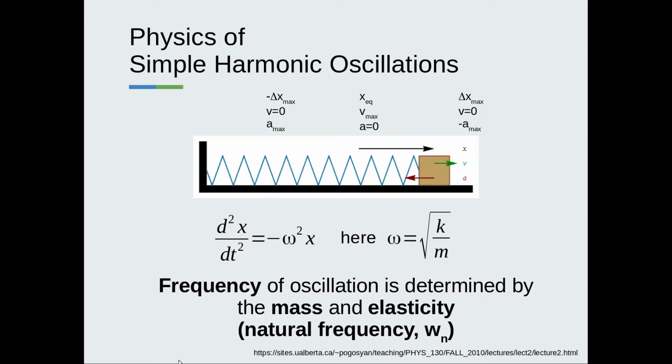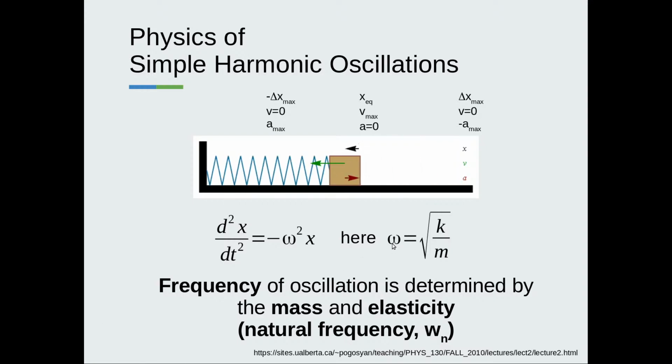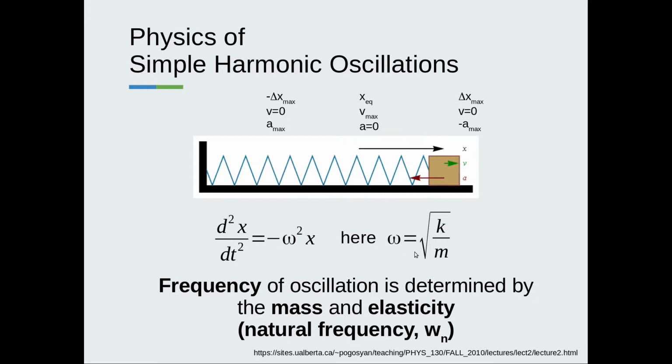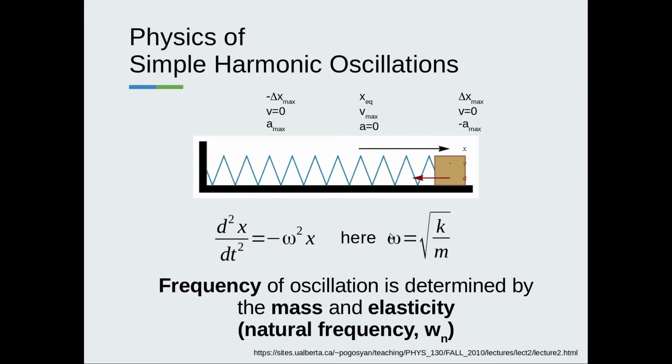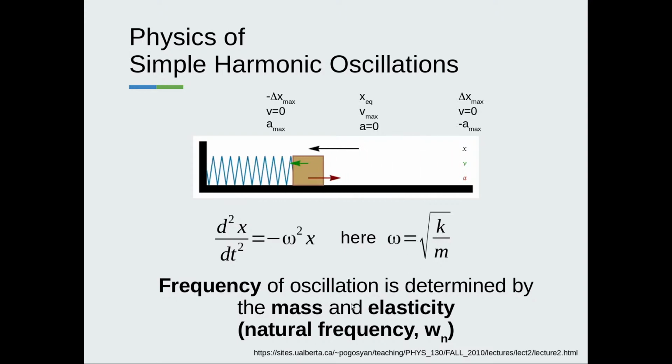You can see that omega is the angular frequency, and the frequency of your oscillation is actually determined by the mass of your oscillator and the elasticity of your spring. And sometimes we call the omega here, we give it a name, it's called a natural frequency.